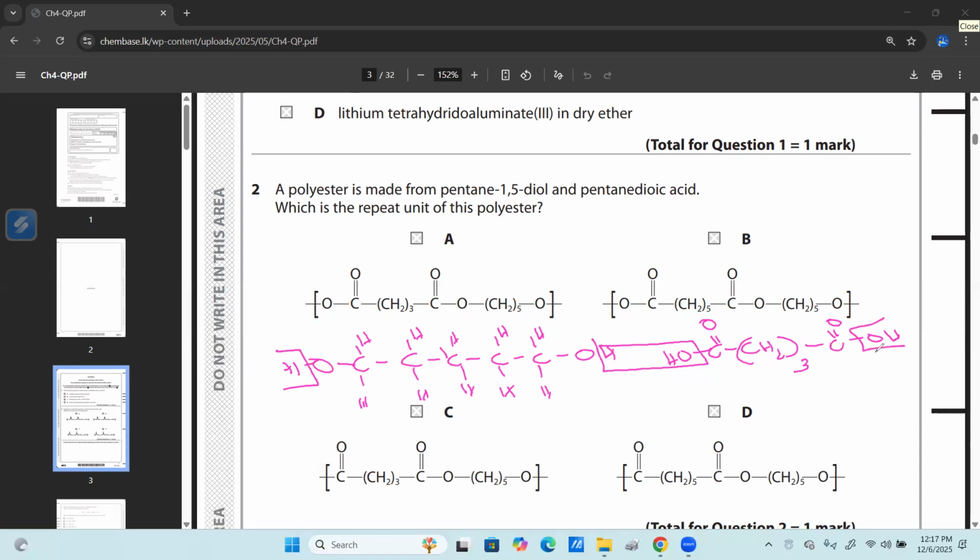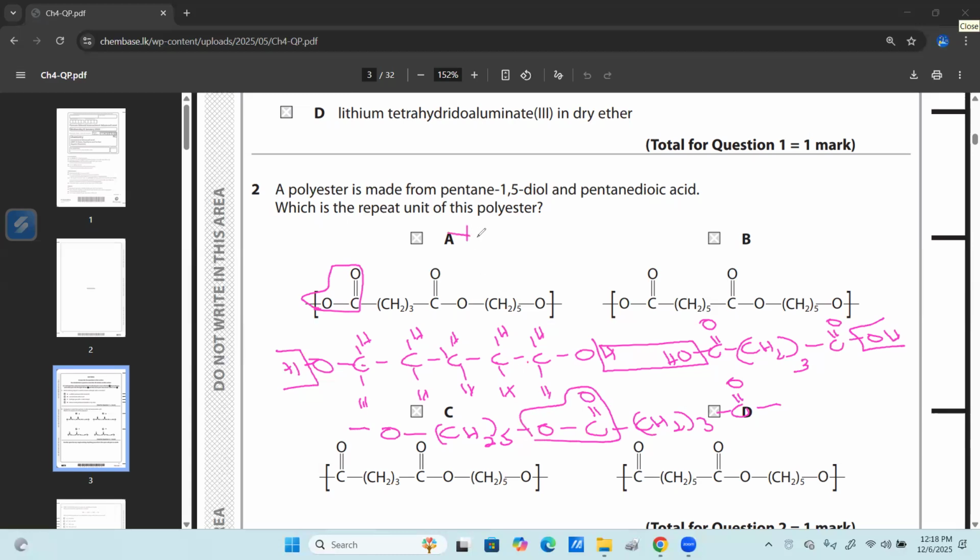From the carboxylic acid, OH will be removed. So I will get OCH2, 1, 2, 3, 4, 5. So I can put 5, then another O, and then the carbonyl group will come, CH2, 3, CO, another continuation bond. So we can see which one is the correct answer. Ester bond will not form at the beginning. It is formed in the middle only.